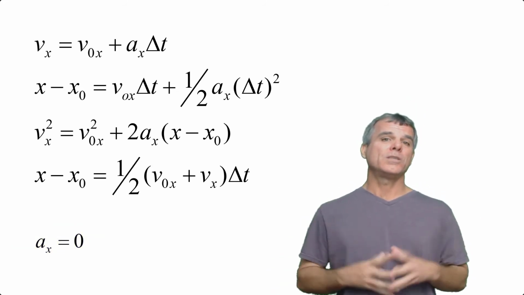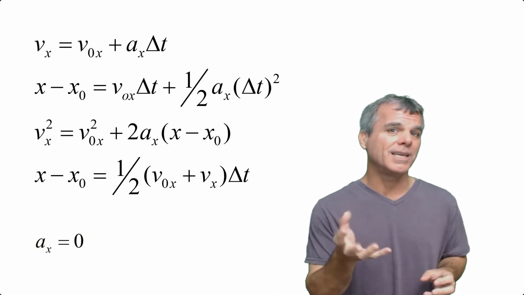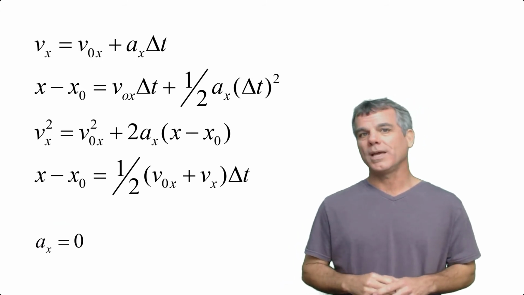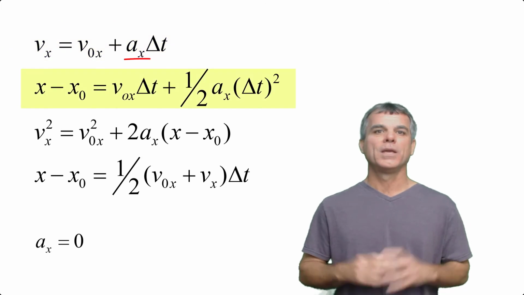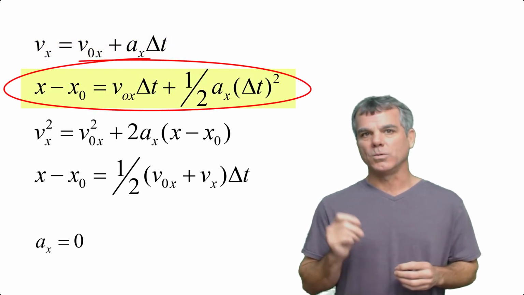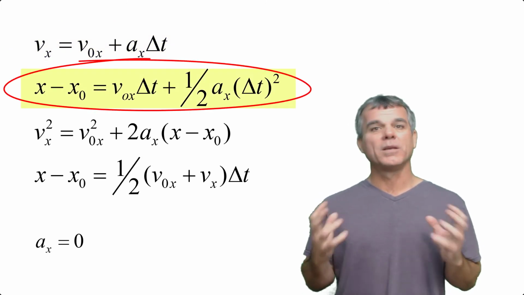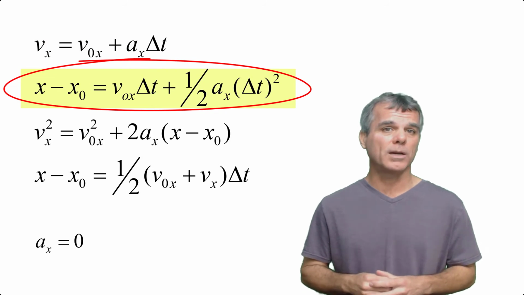Well, the four equations of constant acceleration in the horizontal direction, we have Vx equals V naught x plus ax delta t, x minus x naught equals V naught x delta t plus 1/2 ax delta t squared.